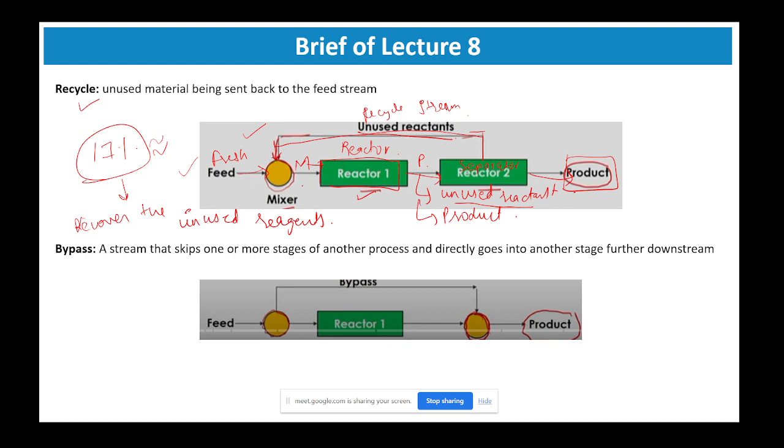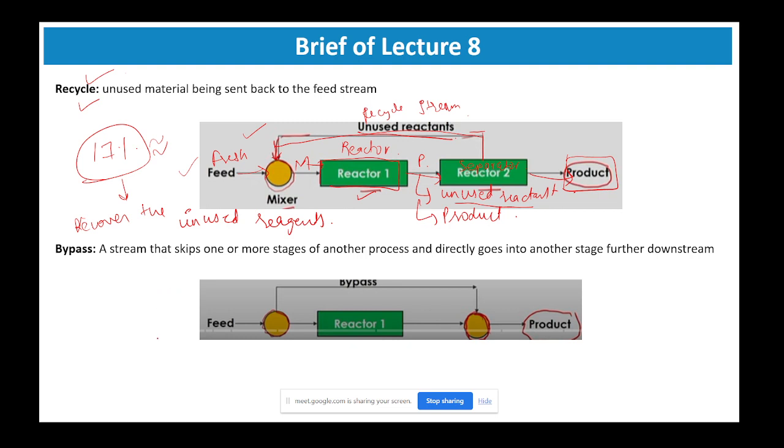So there are two terminologies. This type of case is recycle, where we send the unused material to the feed stream, mix both the streams, and send it to the reactor again. Here there can be two terminologies. I will talk about it later, I guess it is coming in the subsequent slides.